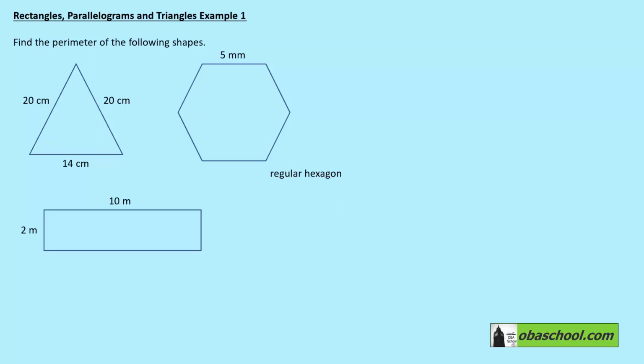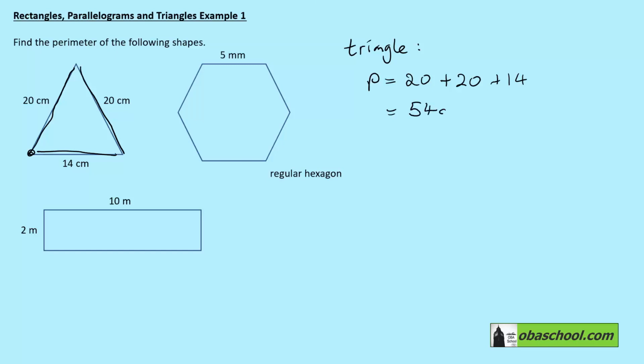Find the perimeter of the following shape. So if we start with the triangle, so we'll say this one is the triangle, then the perimeter is, start here, it's going to be 20 plus 20 plus 14, which gives me 54 centimeters.